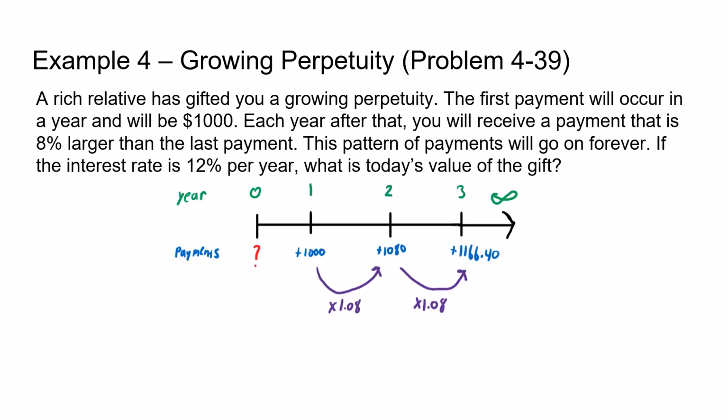If we drew a timeline to visualize the question, we can see that the years go on forever, which is above the timeline in green. The payment in year 1 is $1,000. We are told that each payment is 8% larger than the last payment. This means that we can multiply the payment in year 1 by 1.08 to get the payment in year 2. We can multiply the payment in year 2 by 1.08 to get the payment in year 3. This pattern continues on forever. Once again, go ahead and pause the video now and try to solve for the present value of this growing perpetuity using the formula written below.